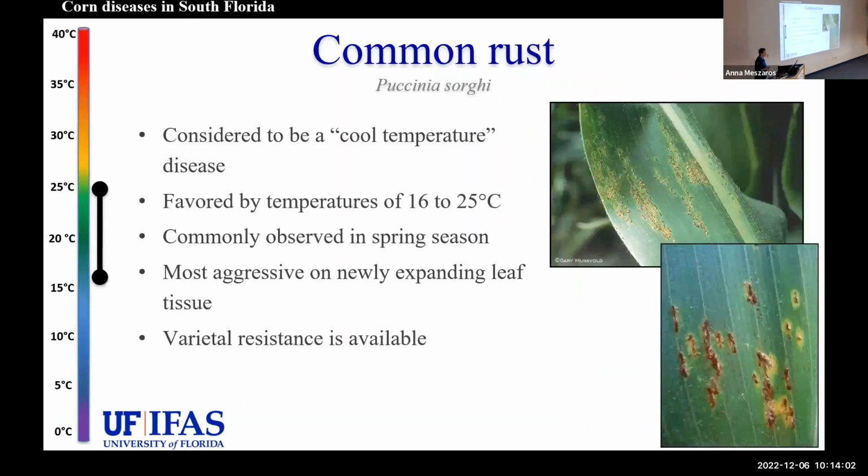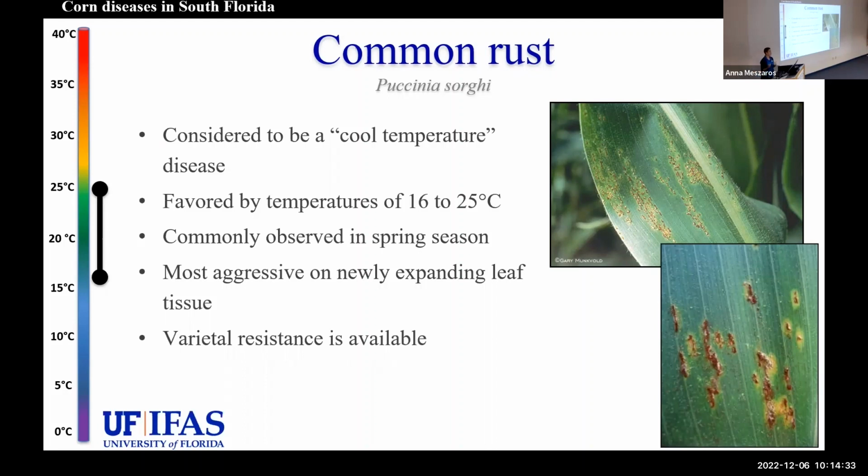And the common rust is caused by this pathogen that's called Puccinia sorghi. And it's a cool temperature disease, which is favored by temperatures between 16 and 25 degrees Celsius. And this one is most common during the spring season. Like we have some cornfields here at the station. I was looking for those rusts. I couldn't find common rust right now. What I could see is southern rust.